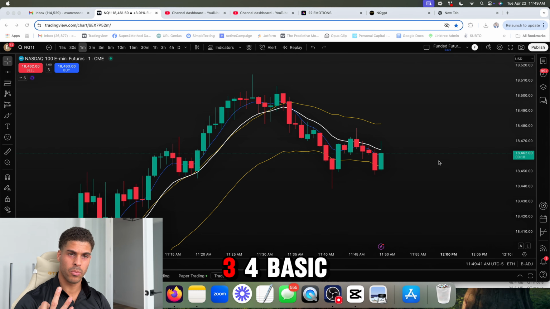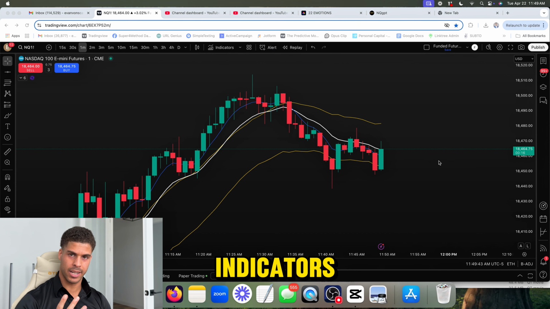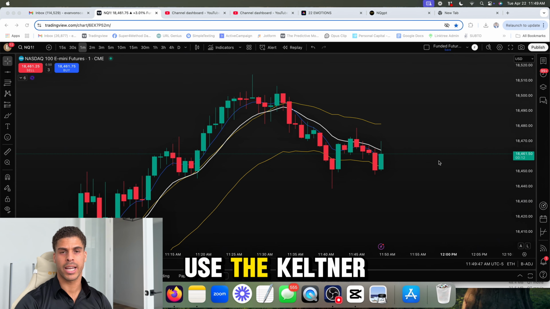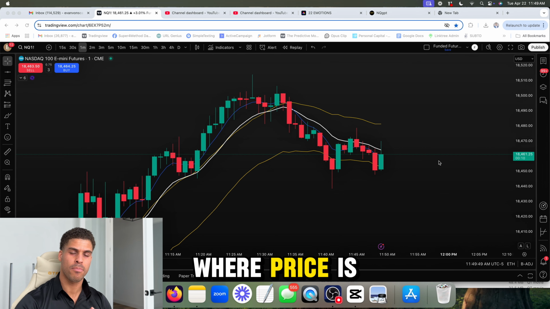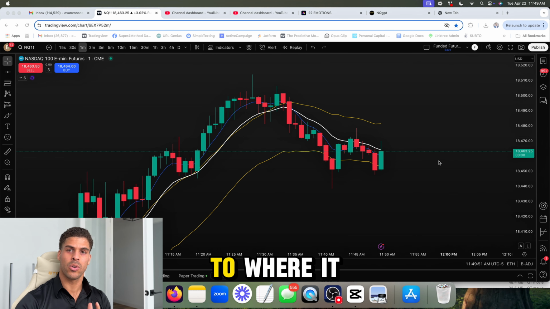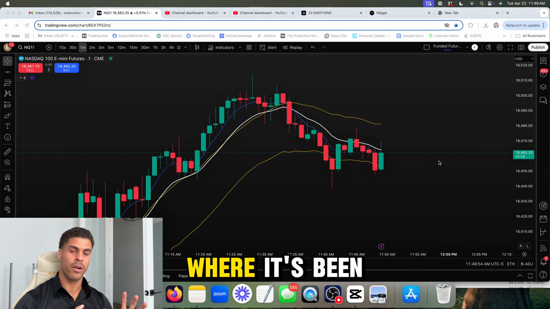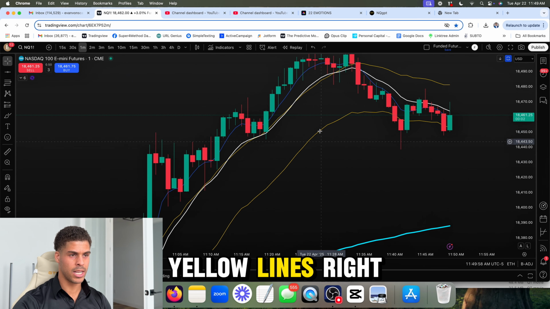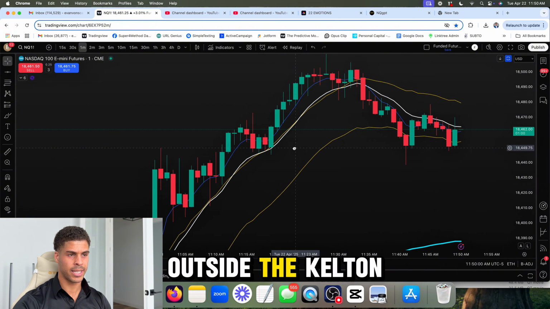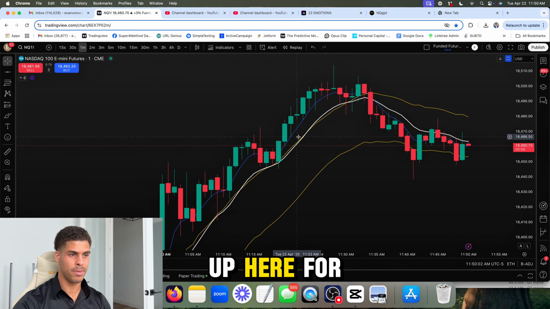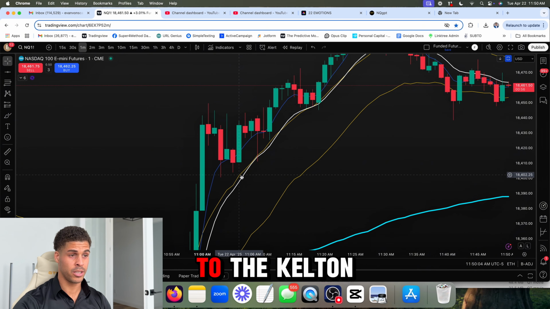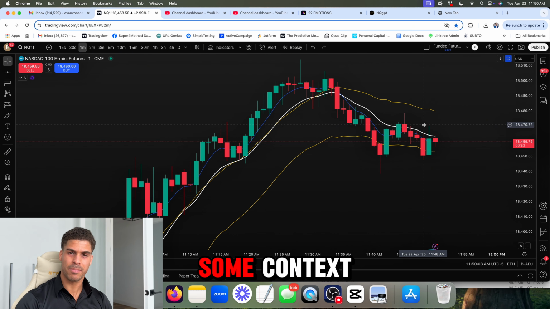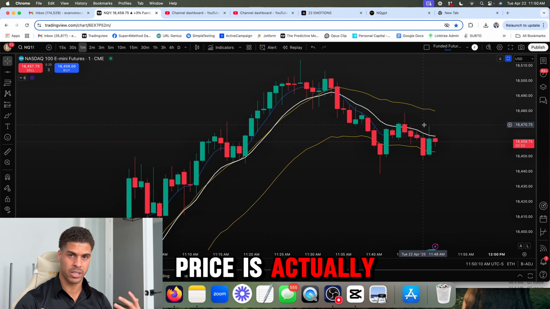Part two, additional indicators you can use on your chart to help you out. Now I use four basic indicators, okay? And they're super simple. Number one is the Keltner channel. The reason I use the Keltner channel is I like seeing where price is in relation to where it averages and maybe where it's been. And the Keltner channel helps me do that. So it's these yellow lines right here. Anytime price is outside the Keltner channel, I'm like, okay, we're probably moving up here. If we're pulling back, we might pull back to the Keltner channel. If we're inside the channel, we might be a little bit choppy. It gives me some context as to what price is actually up to.